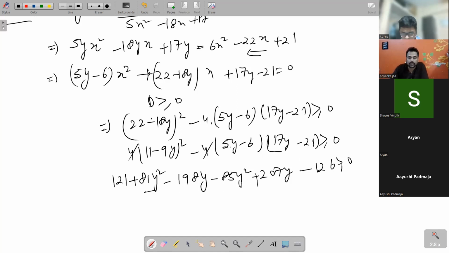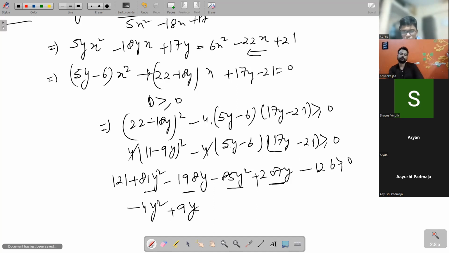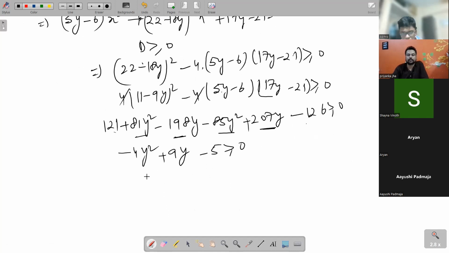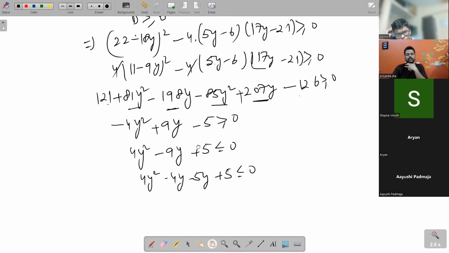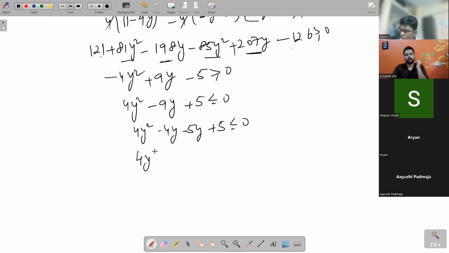Now you can see from here, minus 4y square, this is 9y, and this is minus 5. Just multiply by a negative sign, so the inequality will reverse like this. Now you just factorize this. You will see 4y square minus 9y plus 5. If you factorize this, you will get (4y minus 5)(y minus 1).